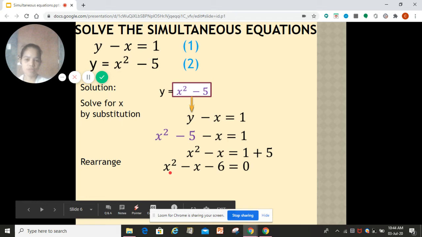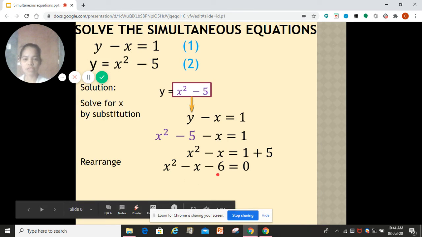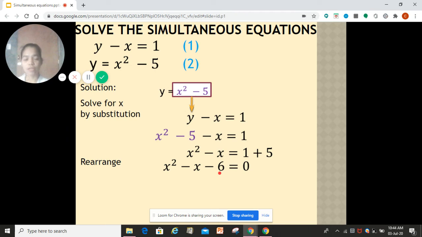So you have your two binomials. We need to factor x squared, that would be x and x. And then you go to the last term, negative 6. So you have to think of what could be the numbers that you can multiply for you to have 6 as the answer. So you have 6 and 1, 3 and 2.